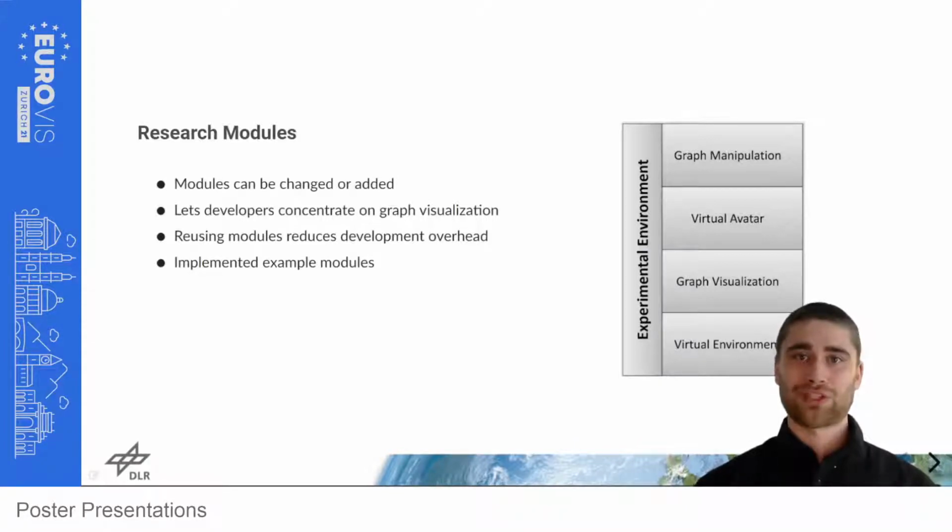So if someone wants to see if virtual environments make any difference, they can load in all the other modules and only change the virtual environment module. And this should reduce development overhead, especially with functionalities like collaboration or networking, which normally take a lot of resources. And like I said, we implemented example modules so everyone can start right away. Or you can use modules of other publications or other evaluations.